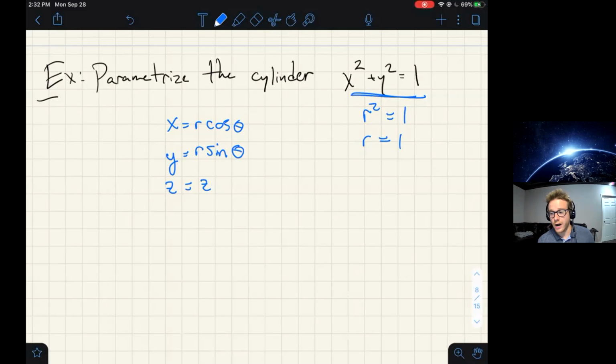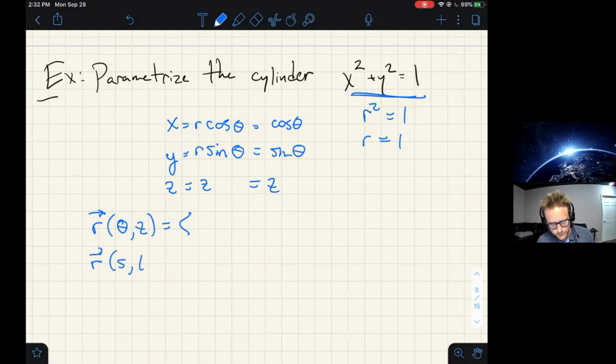Especially because we're just looking for a parameterization, we're going to just stick with the positive one. And so if we substitute these things in, I get 1 cosine theta, 1 sine theta, and z is just z. So if you'd like to, you can parameterize this where your parameters are theta and z. Or maybe you want other specific parameters, maybe something like s's and t's. So x is cosine theta, y is sine theta, and z is just itself.